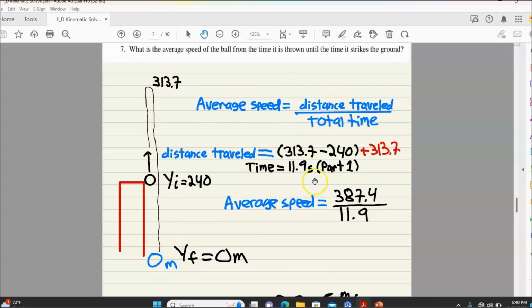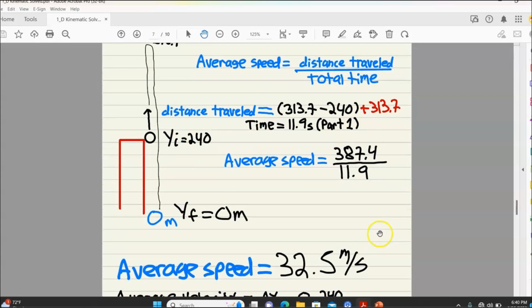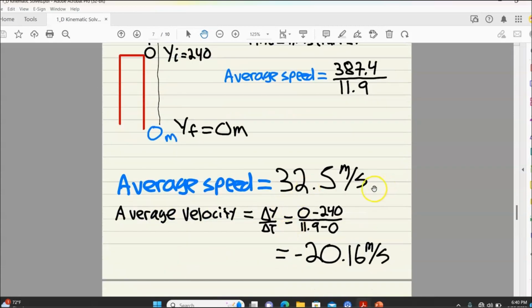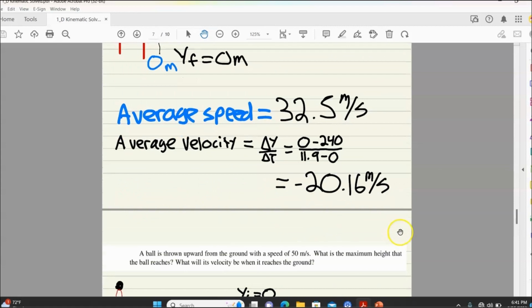The time is 11.9 seconds. The average speed is the total distance traveled, which is 387.4 meters, divided by 11.9 seconds. And that's, the average speed is 32.5 meters per second. The average velocity is change in y over change in time, which would be y final, 0, minus y initial, 240, divided by the same time of 11.9, and the average velocity is negative 20.16 meters per second.